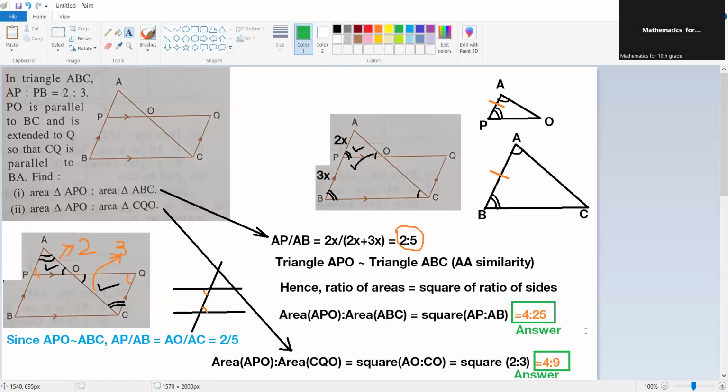So this was a sum on similarity of triangles. Thank you.